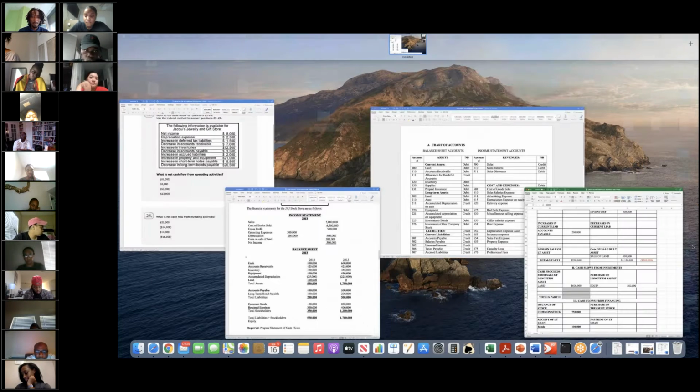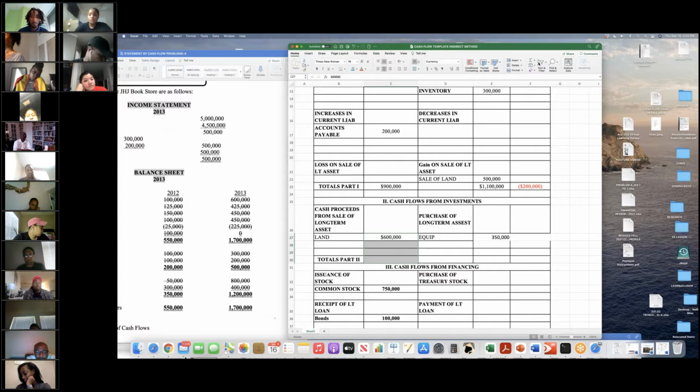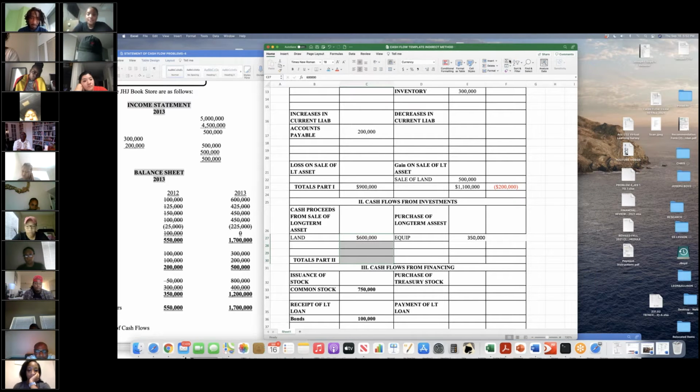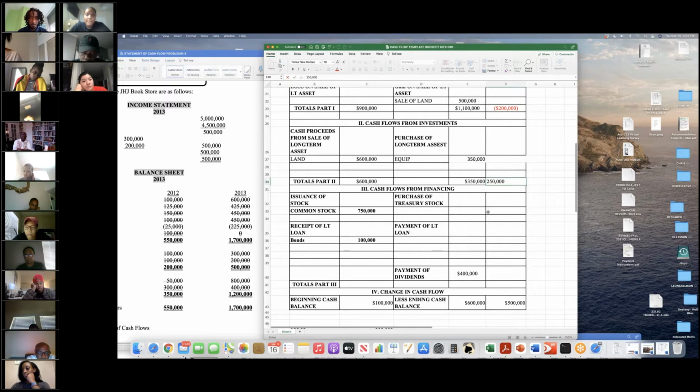Total part for source was 600,000. Total for use was 350,000, which equals 250,000 in investments. And you can always put formulas in. So they got 250,000 from selling that land, but they bought some more equipment.